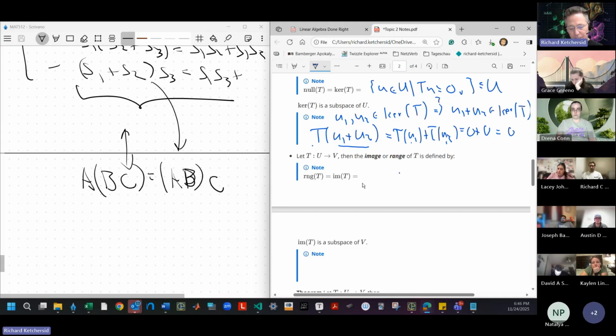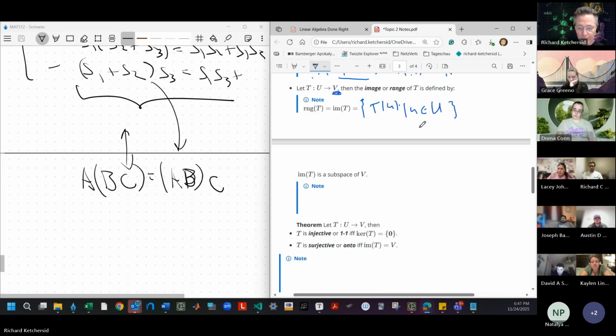The image is just the set of all things. So how do I write the image? Where does the image live? It lives in V, right? So the image is the set of all T of u such that u is in U. Things that come from U, right? The image or the range. Is it a subspace?